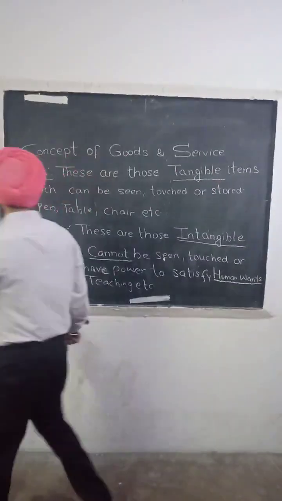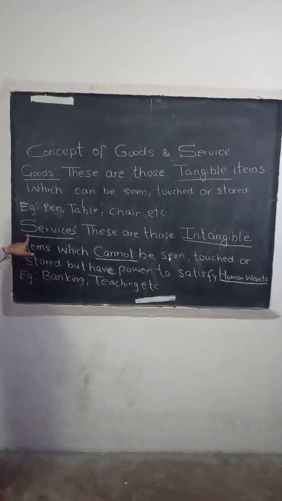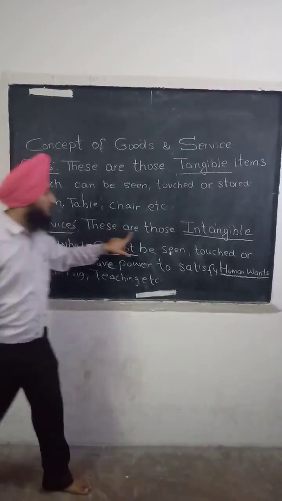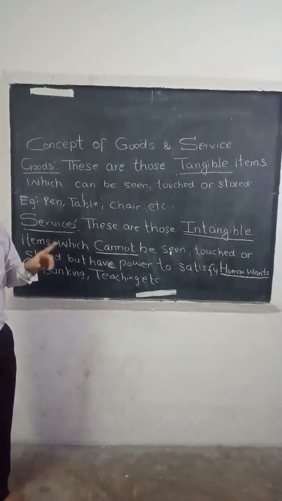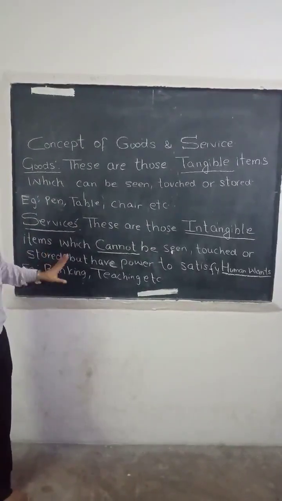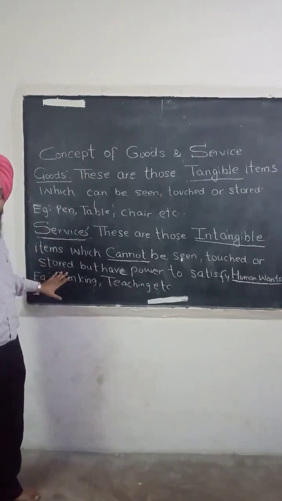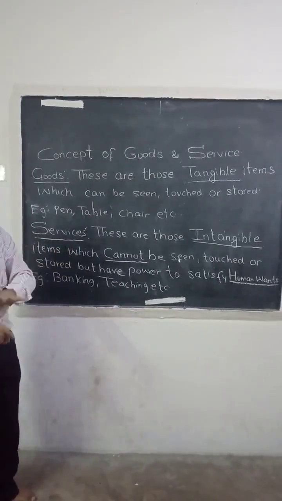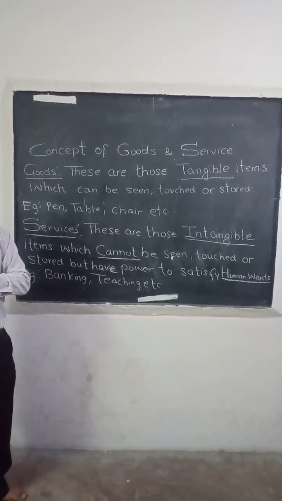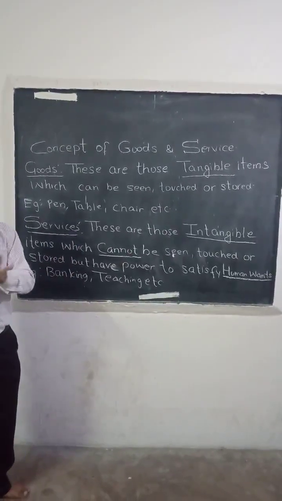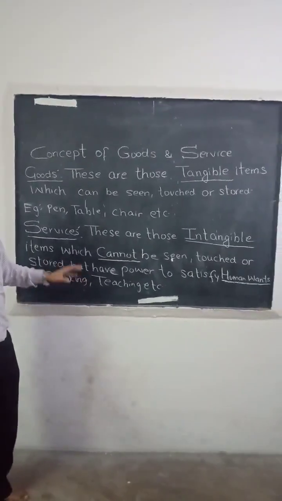Then we have services. What do you mean by service? These are those intangible items which cannot be seen, cannot be touched, and cannot be stored, but have the power to satisfy human wants, by which our needs are fulfilled. For example, banking, teaching, etc.